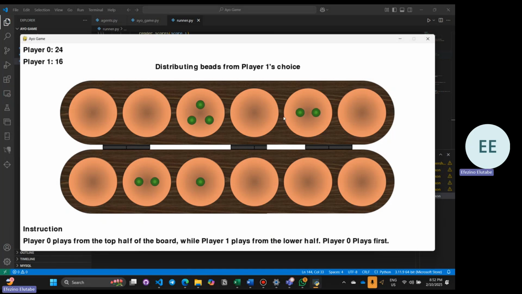All right, so player zero is about to score. He scores, he takes the points and takes everything. Player zero wins the game. So that's it basically.